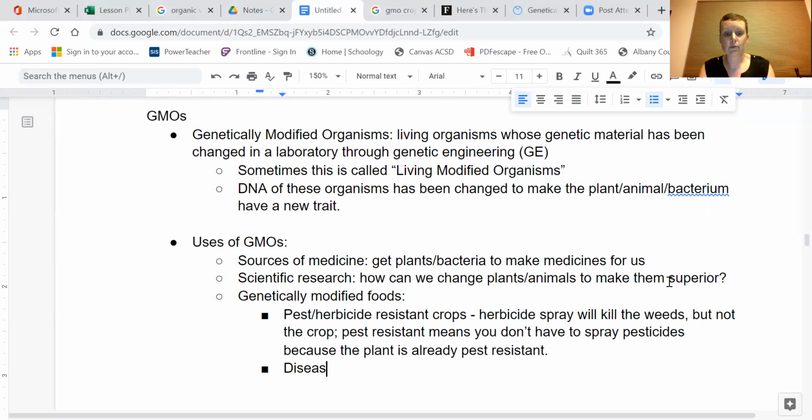Okay, disease resistant crops. There are lots of diseases that attack plants. If you're not familiar with any of them, just think about one thing that you probably eat, at least with some frequency, is a banana, okay? There are some different bacterial and fungal attacks on banana trees right now.